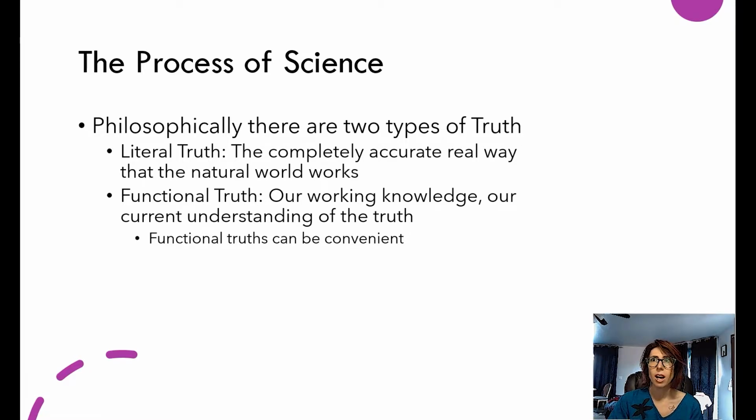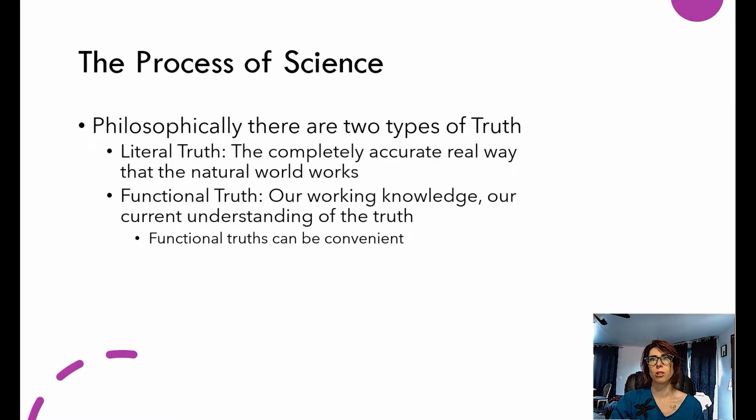And why? Because Newtonian physics equations are very simple compared to the equations that arise out of the theory of relativity. And they function perfectly well in conditions found on Earth. Maybe they don't function that well to describe things we observe in other parts of the universe, but they work perfectly well here on Earth. So it's a functional truth. It functions, it's convenient, but it's not a literal truth.